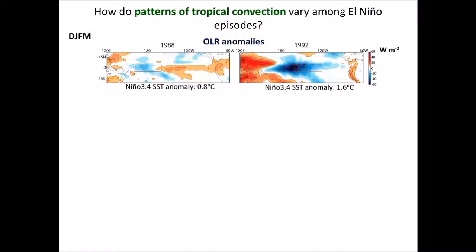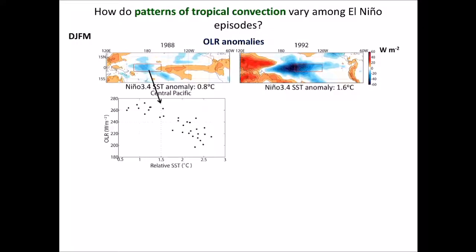Well, let's first focus on the central equatorial Pacific box right here. What I'm showing here is, on the y-axis, OLR values, and on the x-axis, the relative SST in this box. By relative SST, I mean the local minus the tropical mean. I'll explain my motivation for using relative SST in a minute. But what you can see is that in this box, the relationship between OLR and relative SST is pretty linear. So statistically speaking, we're not going to be able to do much better than just fitting a line.